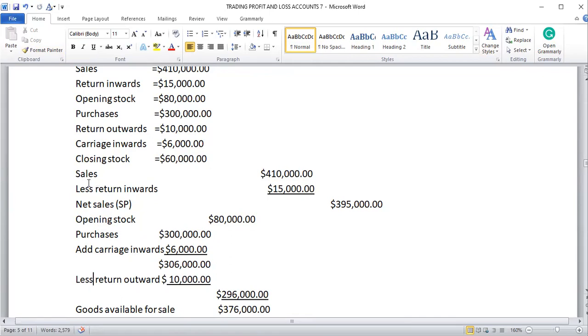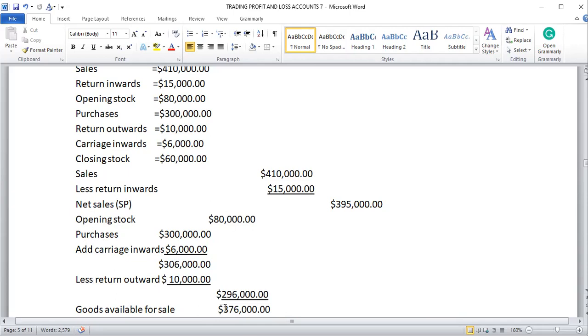So we have our purchase is $300,000. We add a carriage $6,000. In all, we have $306,000. Then any return outwards, which is $10,000, is deducted. We have $296,000. We add it to our opening, so $80,000.